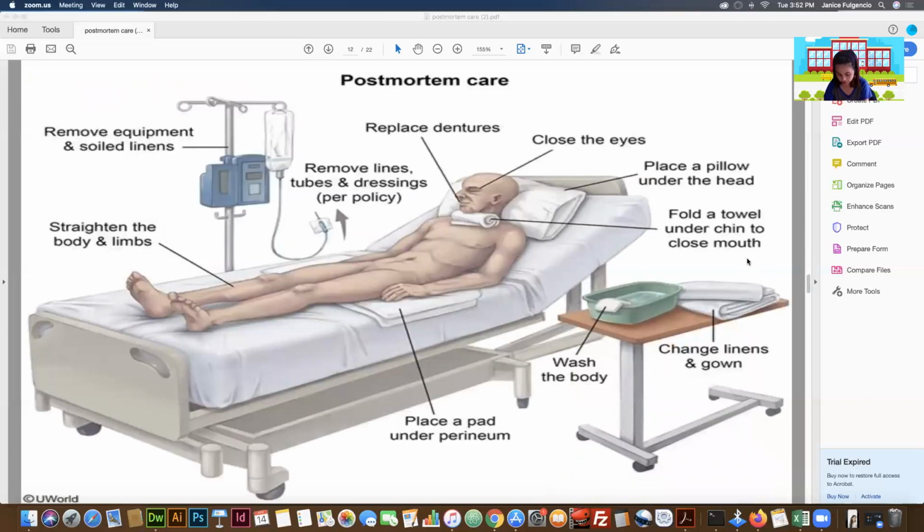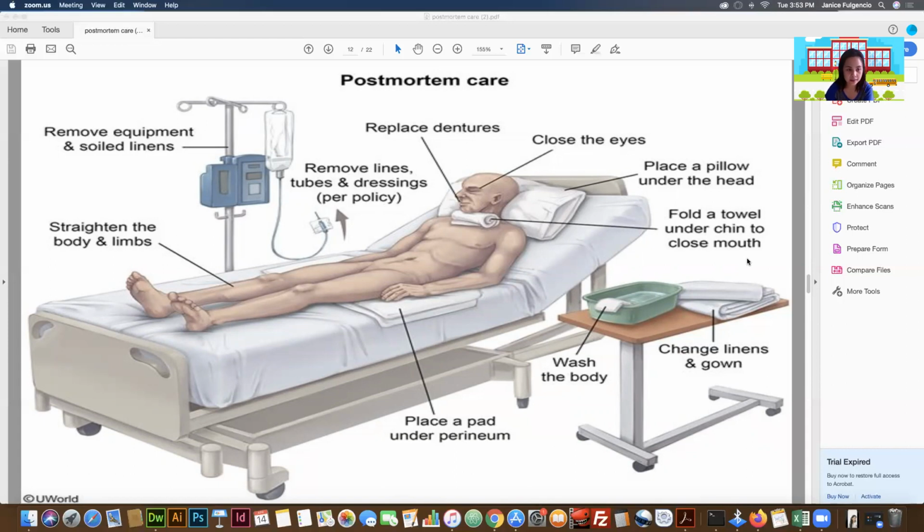So what are those things that we need to do during postmortem care? First is we need to remove equipment and soiled linens. Okay, if the person died, we need to remove the equipment attached to them, like cardiac monitor, vital signs machines, or IV tubings. We need to remove them, and soiled linens. Because we need to change new ones so even if they are dead, they are comfortable.